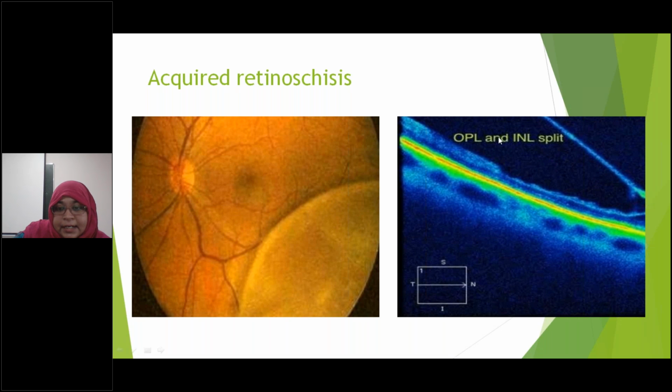If it is retinal detachment, the split will be here. This is the retinal pigment epithelium, and this all is the neurosensory retina. So if it is a retinal detachment, the split will be here. This bright layer is the choriocapillaris layer, the layer where there are blood vessels. So the split will be between these two layers. In acquired retinoschisis, the split is between the OPL and INL layer.